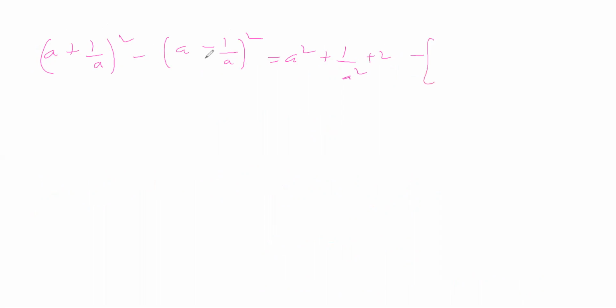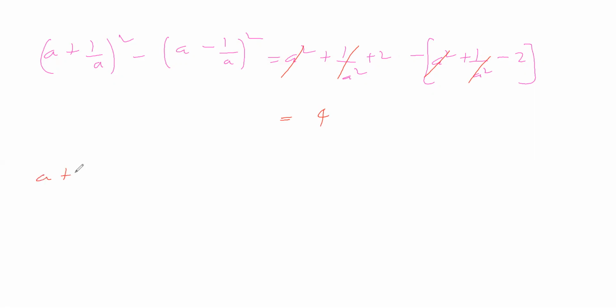Then minus this we will square it, a square. This minus 1 by a we will square it, plus 1 by a square. Then we will multiply these two with the 2, so we will get minus 2. So what are getting cancelled? You see, a square is getting cancelled, 1 by a square is getting cancelled, therefore we are getting 4. We got 4.